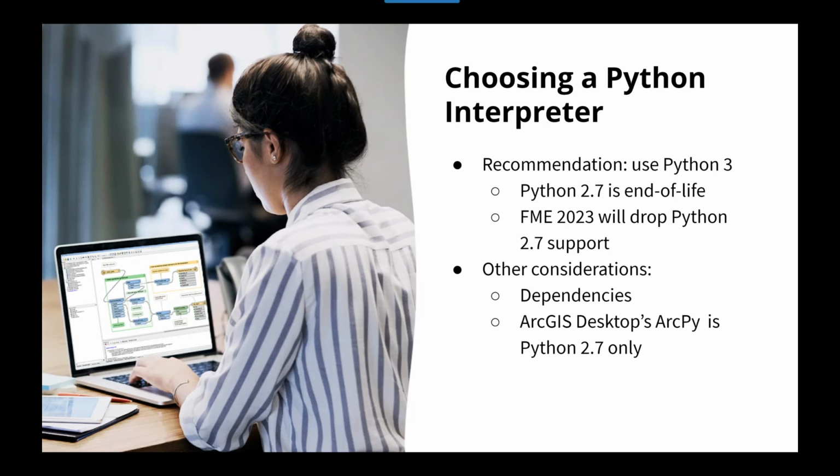Of course, there are still other considerations. If you have dependencies, you may need to choose a specific Python version. For example, if the module you're running calls on a DLL that is built with Python 2, then it won't work with Python 3. And for example, ArcGIS Desktop ArcPy is Python 2.7 only. So if you are using Desktop ArcPy, then you need to use Python 2.7.